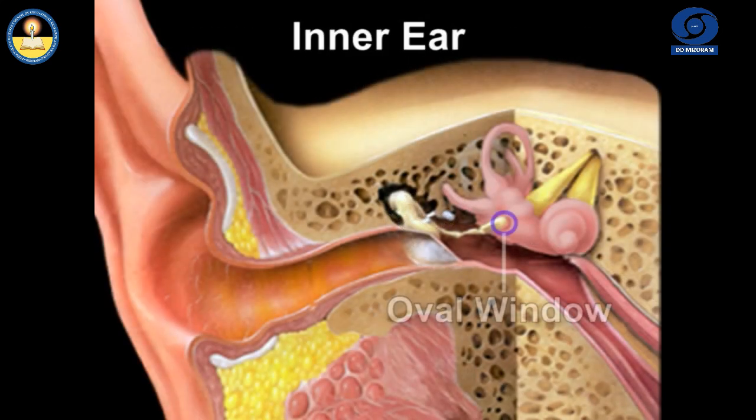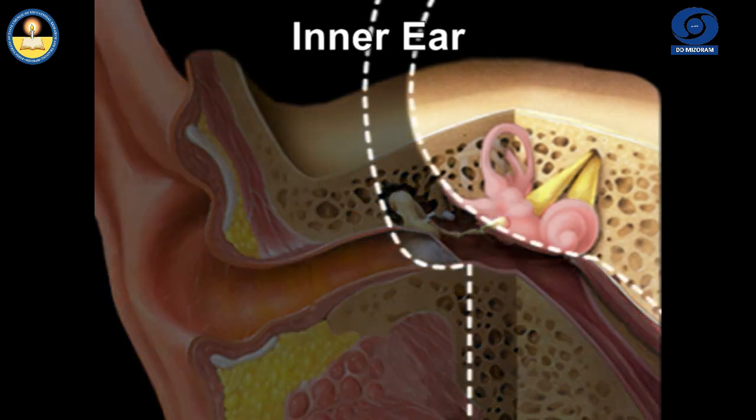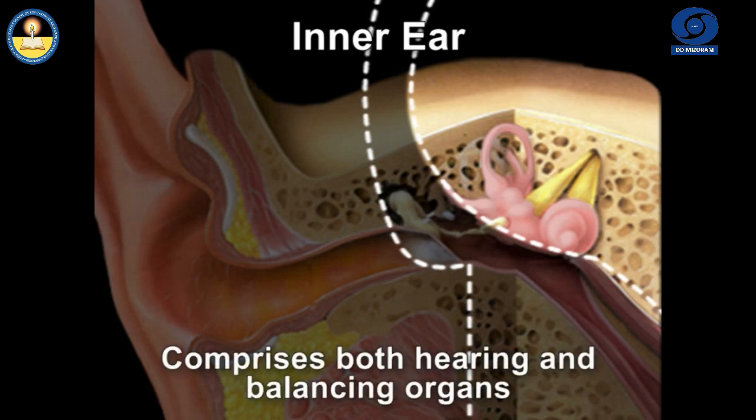The oval window. It is a membrane-covered opening which leads from the middle ear to the vestibule of the inner ear. Inner ear, as the name suggests, is the innermost portion of the ear. It is filled with a water-like substance and comprises both hearing and balancing organs.